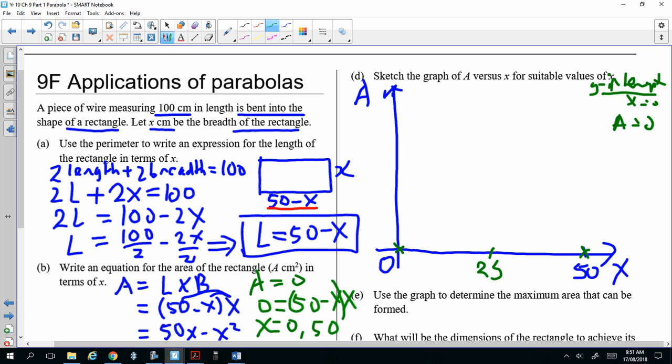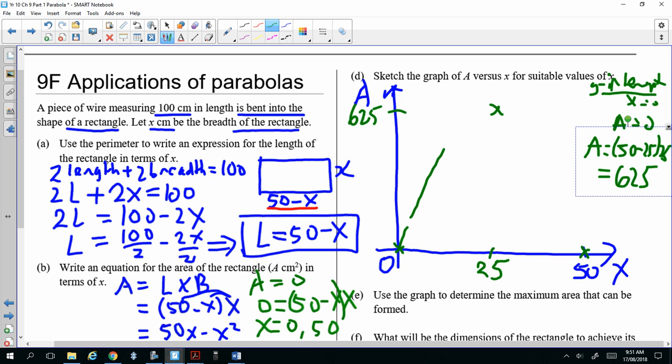And then substitute 25 into the formula. So you do A equal to (50 minus 25) times 25, and then if you use your calculator, you get 625. So that's the highest it can be. That's your vertex. Okay? And then you draw the parabola. So that's the area of the rectangle as the x value changes. Okay?